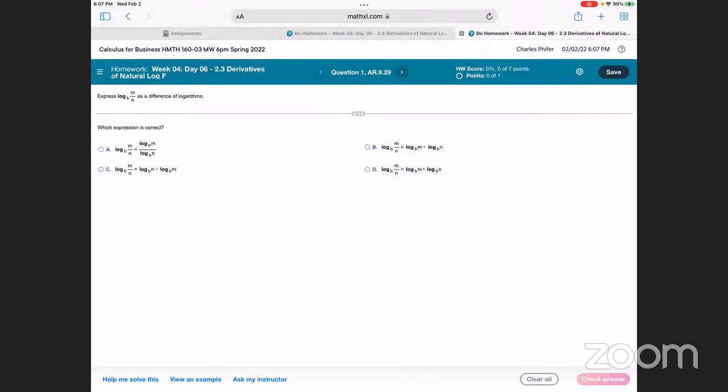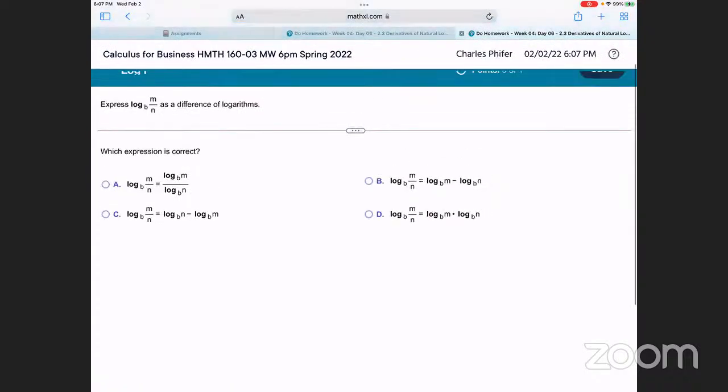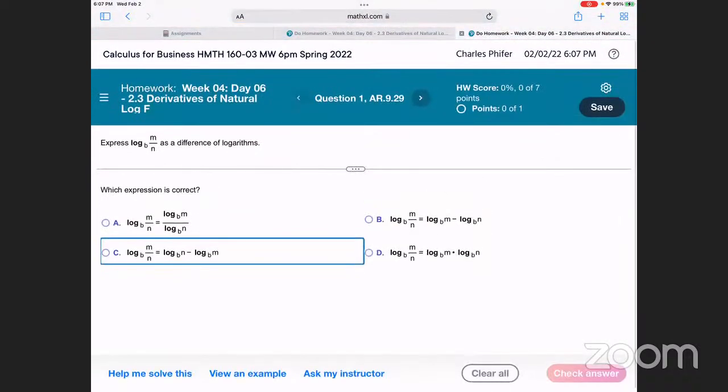Now, when I looked at section 2.3 homework, it didn't seem like it was that many questions, right? So section 2.3 is on derivatives of the natural log function. So we have the log base b of m over n as a difference of logs, right? So we have properties of logs.